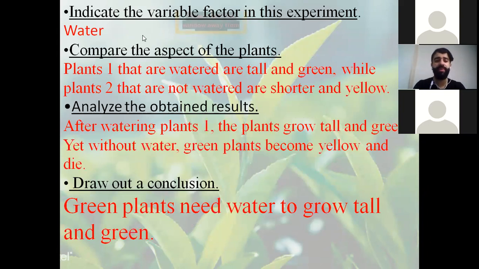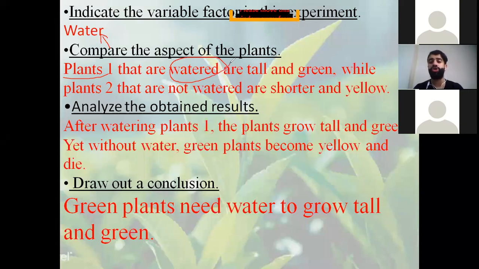So here, what is the variable factor? As we said, it's the water. Compare the aspects. Plants 1 that are watered. So I mentioned the variable. They are watered, they are tall and green. While plants 2 that are not watered, that lack water, they are shorter and they are yellow in color.